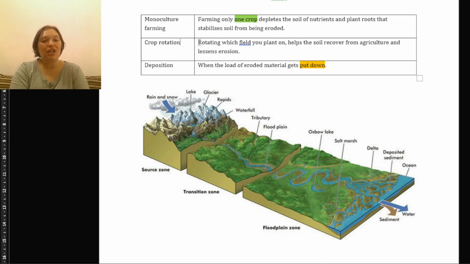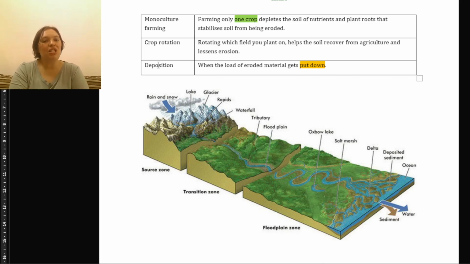Crop rotation is basically if we rotate which field we are planting. So we split our farm into pieces. We plant here, then there, then there, then there. So the soil recovers, which has more plant growth, more organisms and things that keep the soil anchored. So we've got less erosion.